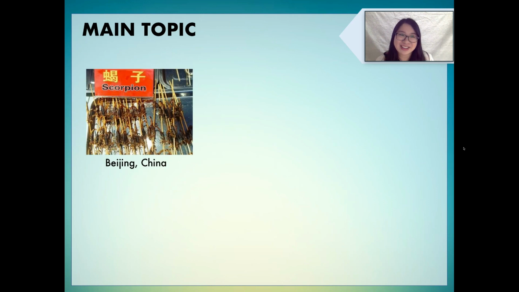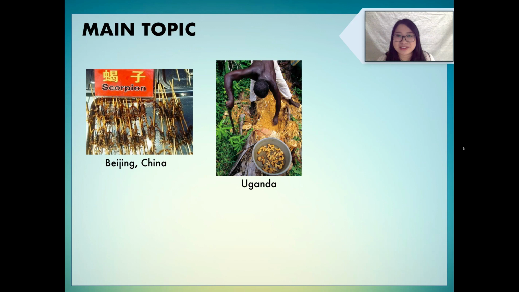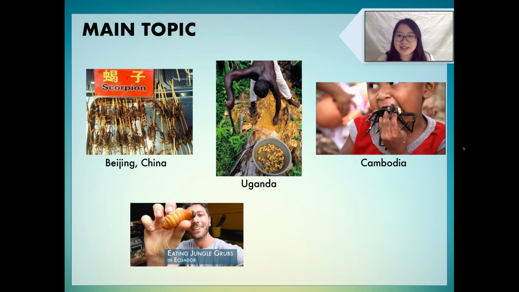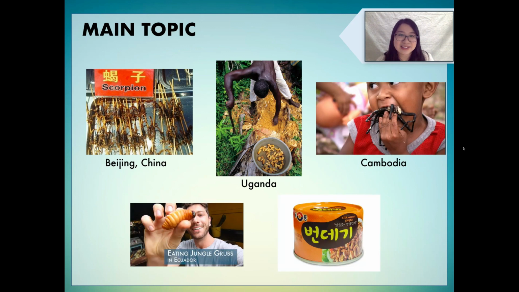We actually already eat bugs in many places around the world. Beijing, China is famous for their street food that includes many different kinds of bugs. But it's not only in China or in Asia. We also eat bugs in Uganda, Cambodia, Ecuador, and even in South Korea. Have you tried bundigi? I have, and it seemed very strange to me, but it's very normal to eat bugs.